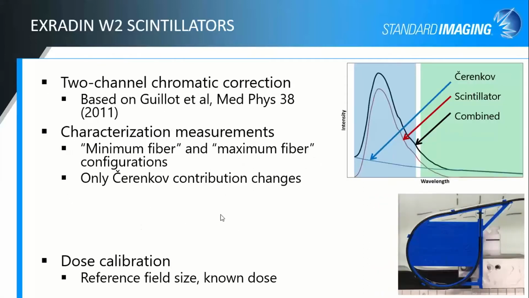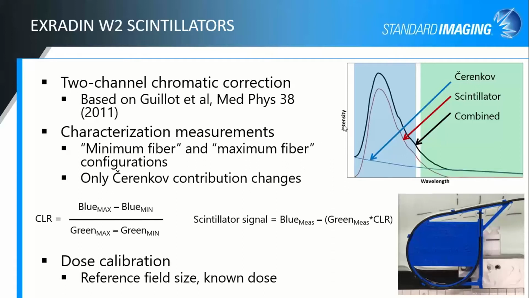The method that we use is actually a 2-channel chromatic correction published by Matthew Guyot et al. And so our scintillator is a blue scintillator, so that we get the scintillation peak here in the blue region. The Cherenkov light is a broad spectrum contaminant. And so the method that we use for this, outlined by this paper, has you do 2 measurements.